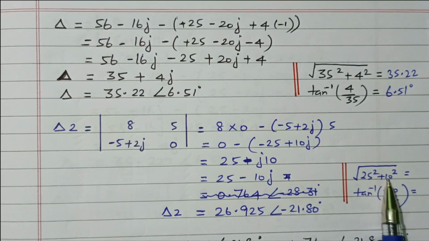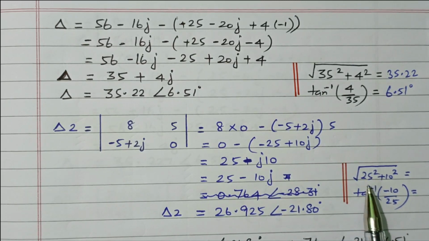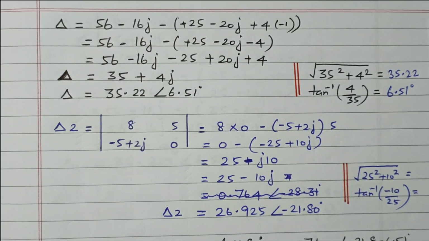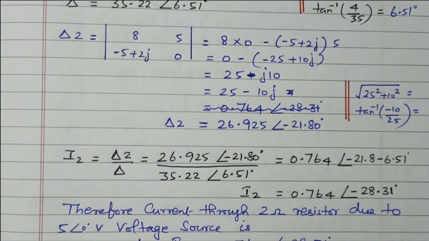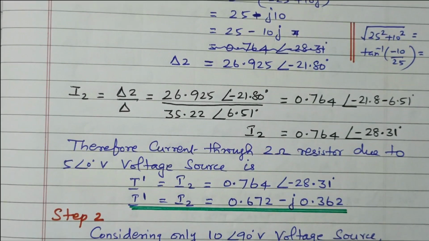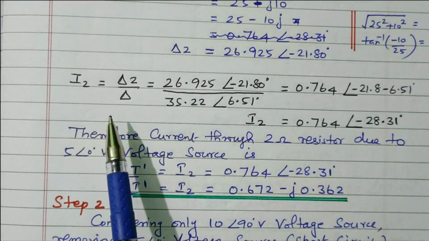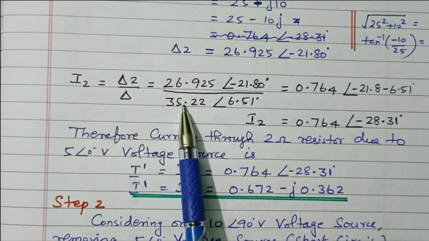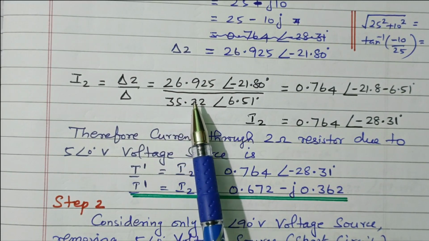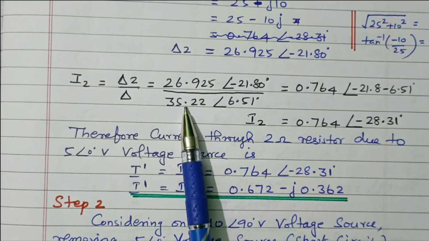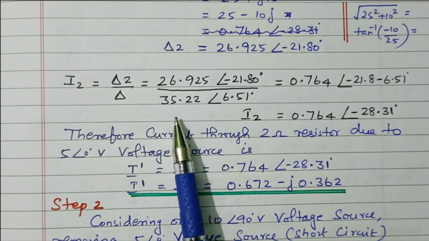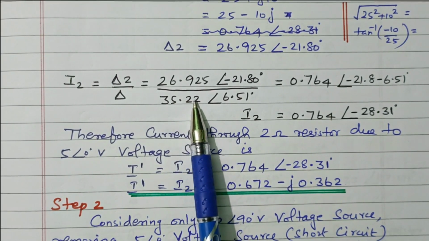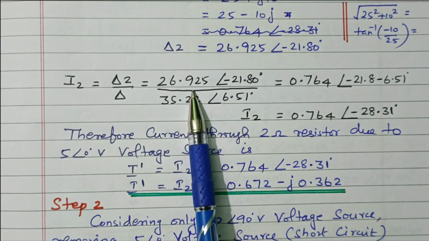So here also we can convert by using this formula. The same thing what we discussed. Square root of square of the magnitudes. Tan inverse B by A. Now we calculated delta 2 also. Now we can calculate I2 value. From these two we can calculate the I2 value. I2 equal to delta 2 divided by delta. For the division we need a polar form. Rectangular form is used normally for addition and subtraction. For division and multiplication normally we need the polar form, so that it is easier.